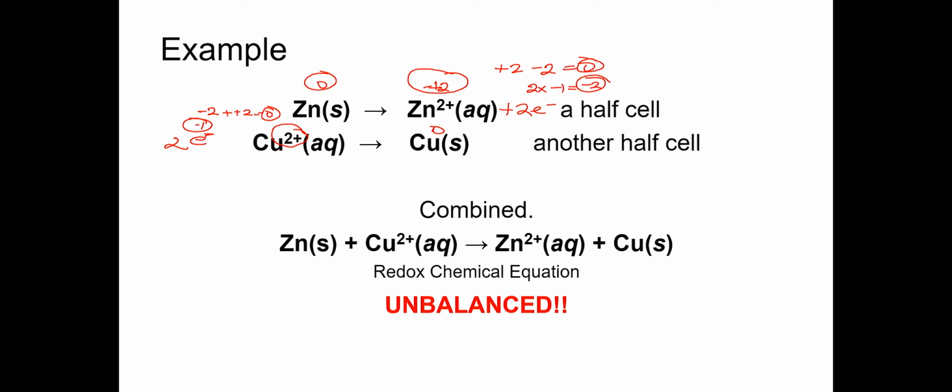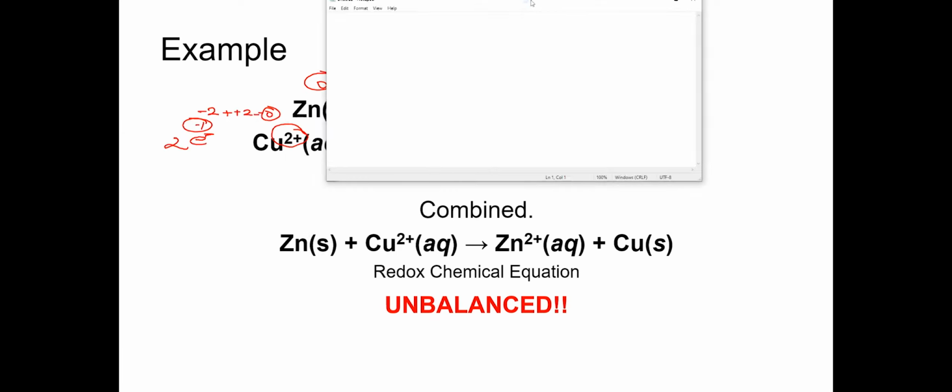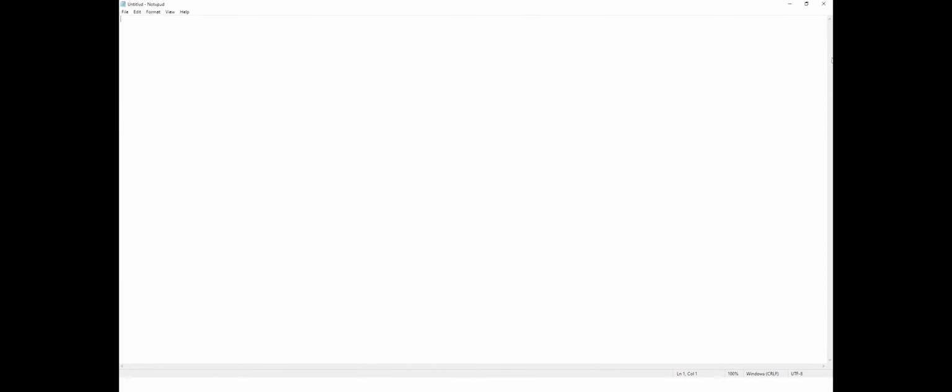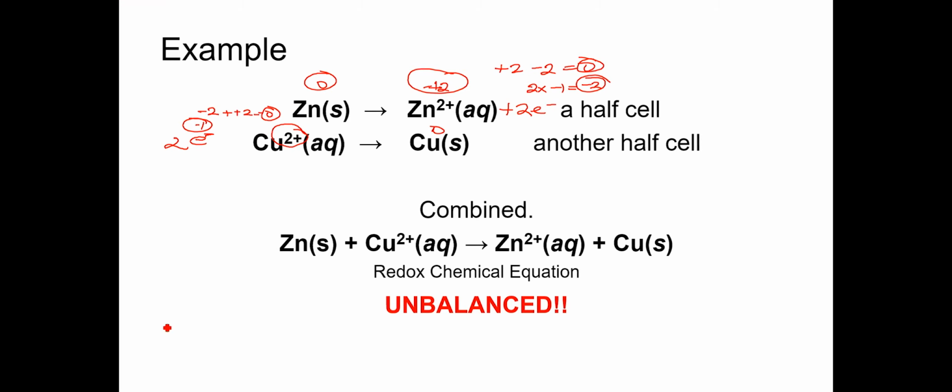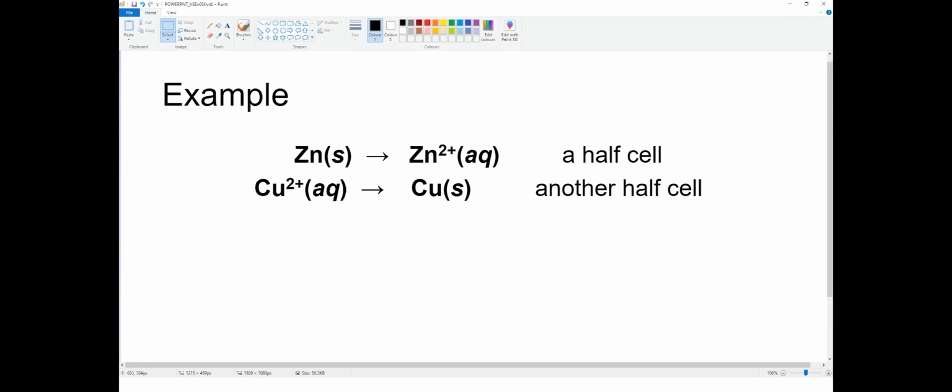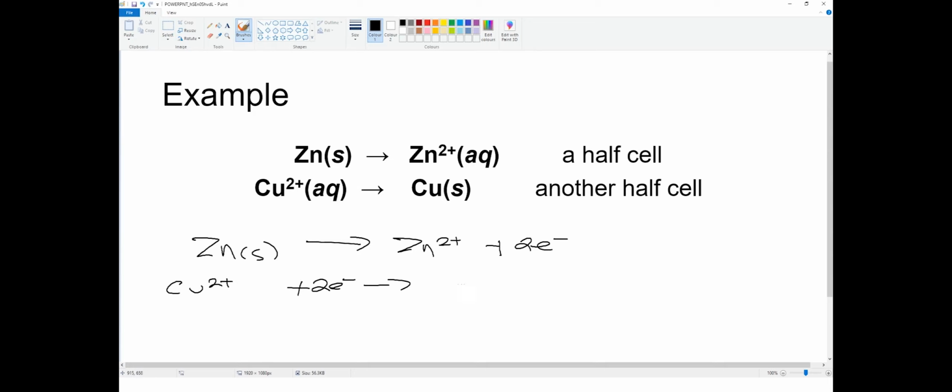Wait lang guys. I will open a notepad here. Ang gagawin natin actually is i-rewrite natin yung equation with balanced charges. So, again, gamit ko lang yung brush. So, you have zinc solid yielding zinc 2 plus 2 electrons. Tapos, we also need copper 2 plus 2 electrons yielding copper solid.